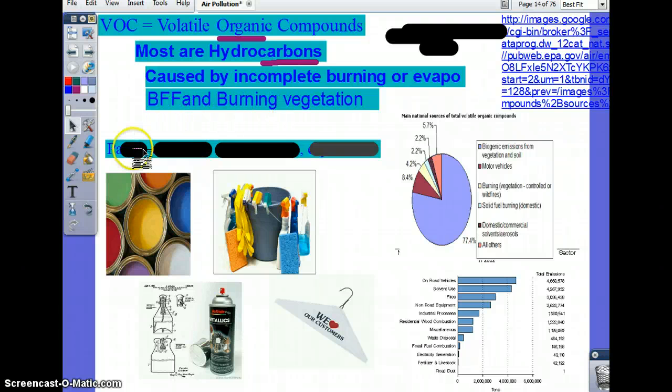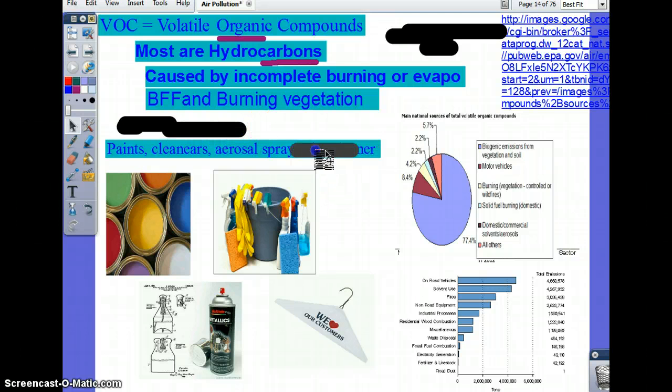Burning of fossil fuels and vegetation are a direct link to VOCs, but also you need to reference paints, cleaners, solvents, aerosol spray cans, and dry cleaners, as I showed you the picture here to remind you, also are linked to volatile organic compound emissions. And here's a breakdown, this is from the EPA. Remember I took you to that site and you could see which type of activity leads to each type of gas.